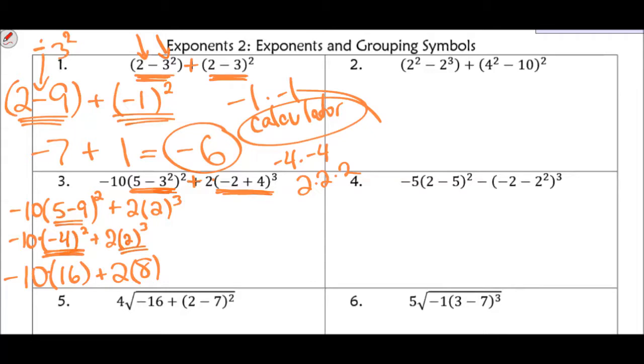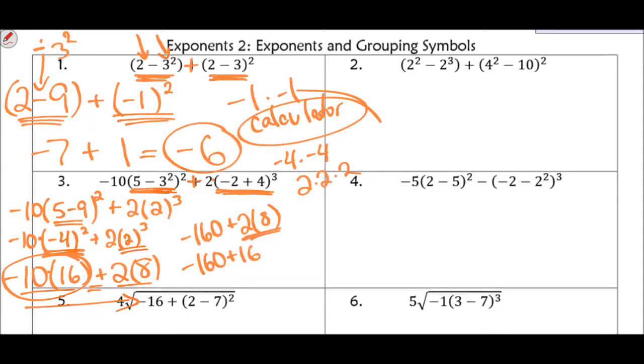Now I have multiplication, addition, and another multiplication. So I'm going to multiply. First, I'm going to take this from left to right. I'm going to do negative 10 times 16, that's negative 160, plus 2 times 8. That's my next step. Doing 2 times 8, that's 16, so negative 160 plus 16. That would give me negative 144.